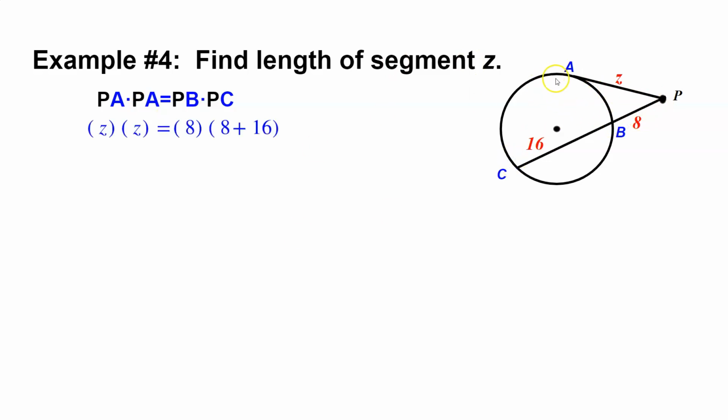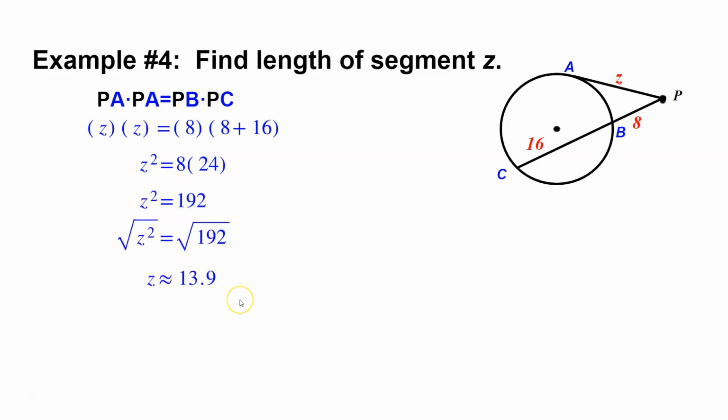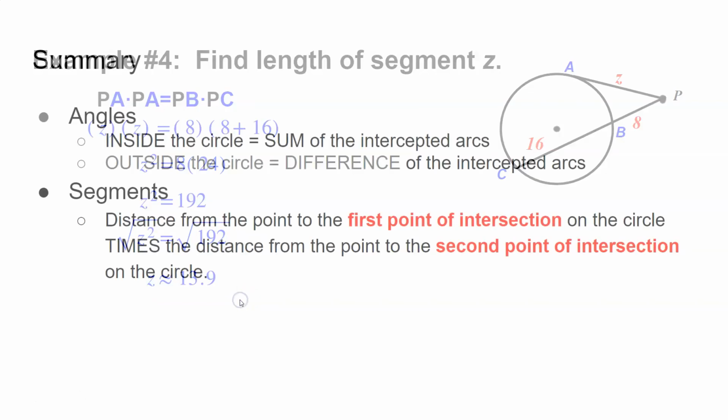So we've got Z times Z. And then we've got 8 times 8 plus 16. So we have Z squared equals 8 times 24. Z squared equals 192. Square root both sides. And to the nearest tenth, Z is approximately 13.9.